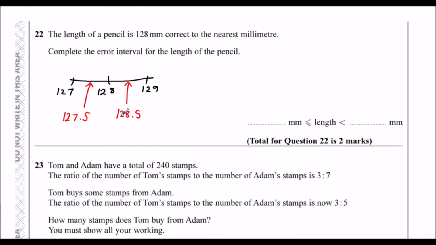So to be rounded to 128 millimeters, it must be in between 127.5 millimeters and 128.5 millimeters. And you'll see that the inequality signs show that it can equal 127.5, but it can be anything up to but not including 128.5.